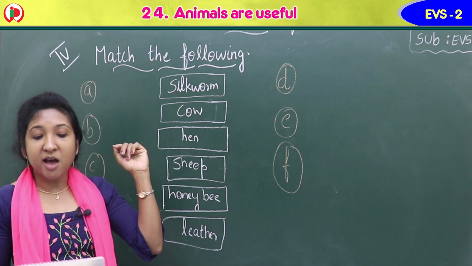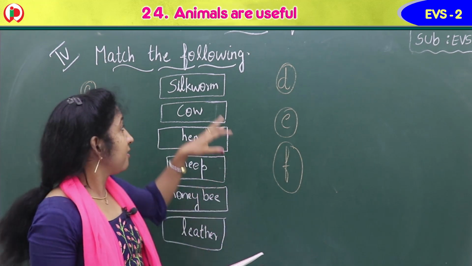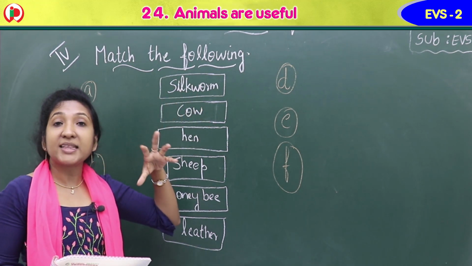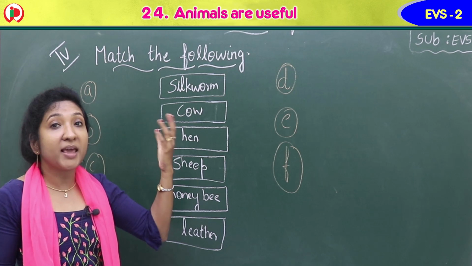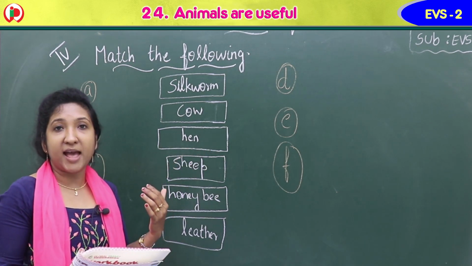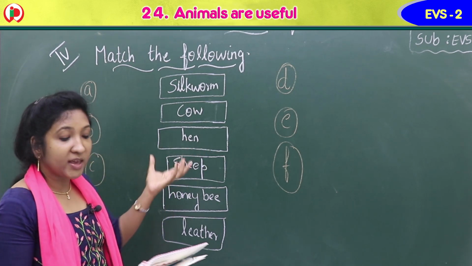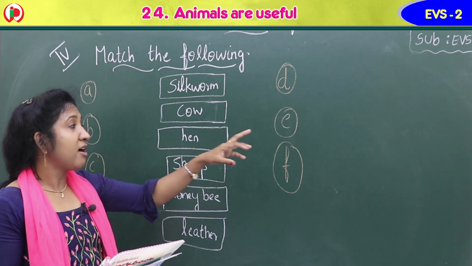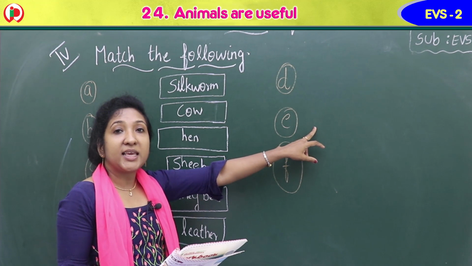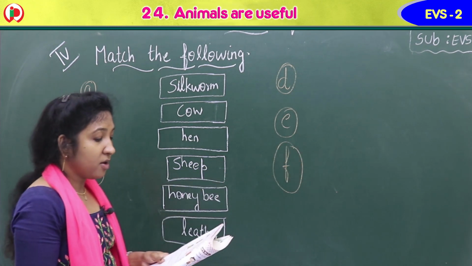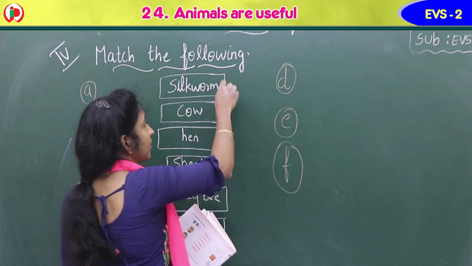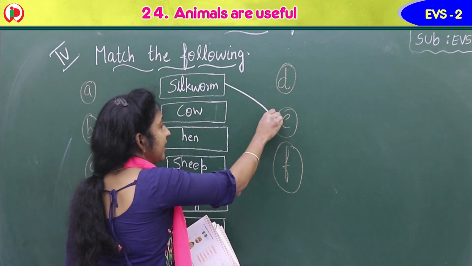Yes. Now you have to match silkworm. Where will you match silkworm? Yes, we get silk from silkworm and we make silk clothes out of that. So silkworm you can match to silk cloth. Silk cloth is the image here, E. Yes, so silkworm to silk clothes. So here you can match with E.